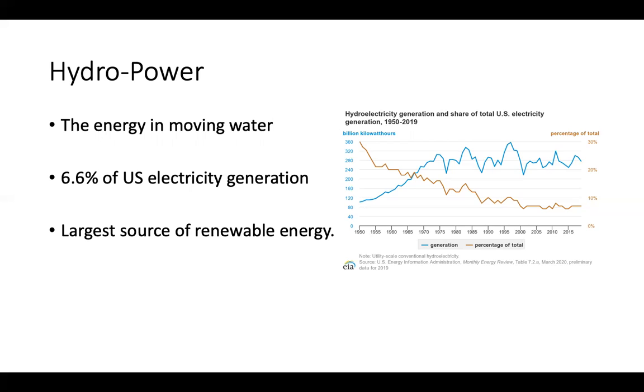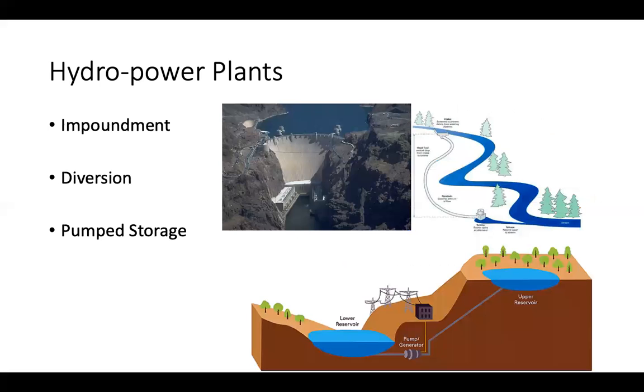About 6.6% of US electricity generation came from hydropower in 2019. On the right, there is a chart showing the hydropower generation and its share of the total US electricity. So as we can see, it is very important. There are also different types of hydropower generation plants. For today's presentation, I will mainly talk about these three types.